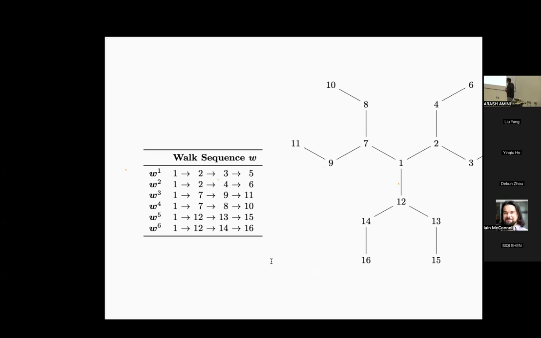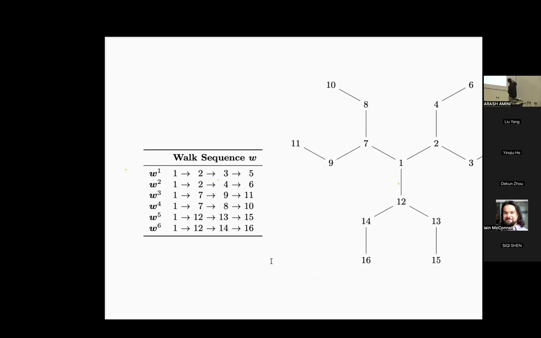I'm considering all the edges, for example 1 and 2, 2 and 3, and 3 and 5. That's the first walk, and so on. You can see there are some repetitions. I ignore the repetitions. So this is 1 and 2, and then 4 and 6. Once you write down everything, you get a graph, and the structure of this graph determines which walk sequences in that sum are dominant.